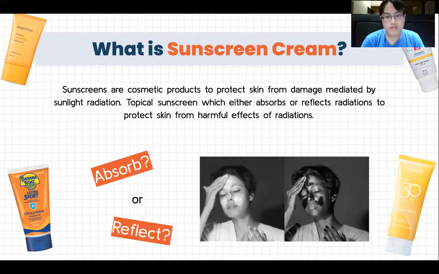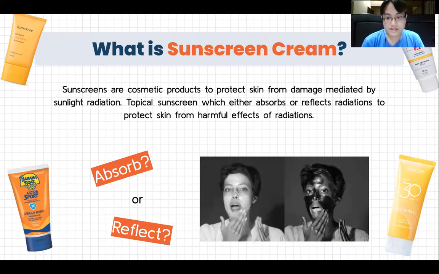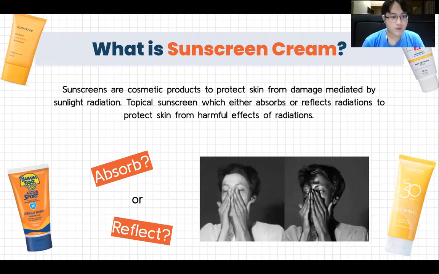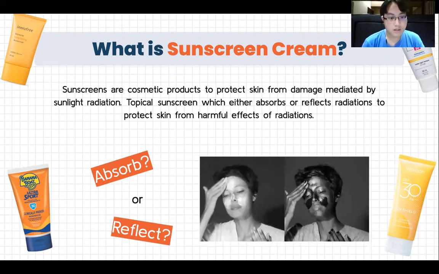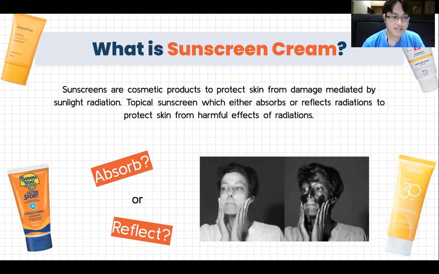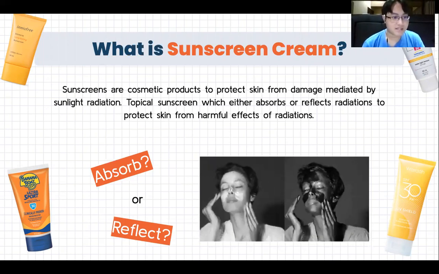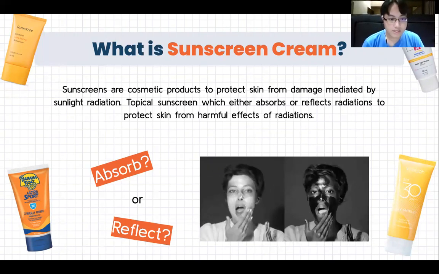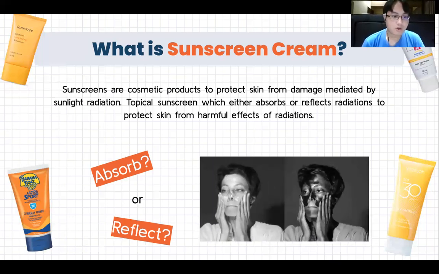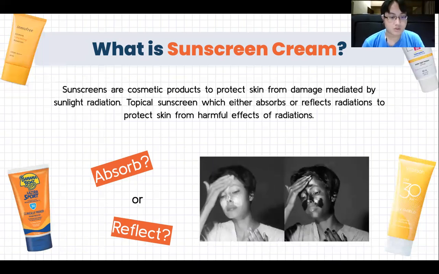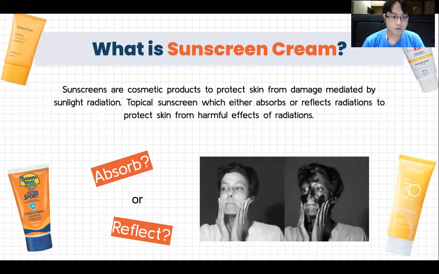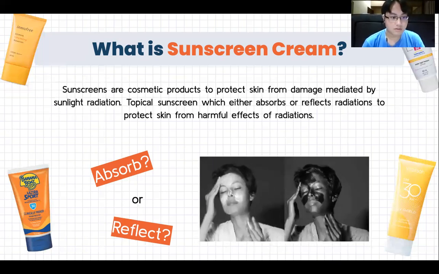Okay, now I'm going to explain about what is sunscreen cream. So sunscreen, also known as sunblock or suntan lotion, is a lotion, spray, gel, foam, such as an expanded foam lotion or whipped lotion, stick, or other topical product that absorbs or reflects some of the sun's ultraviolet or UV radiation and thus helps protect against sunburn.